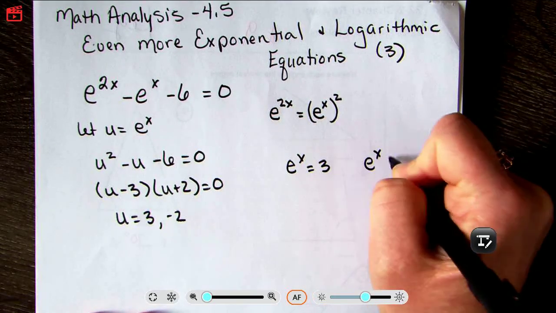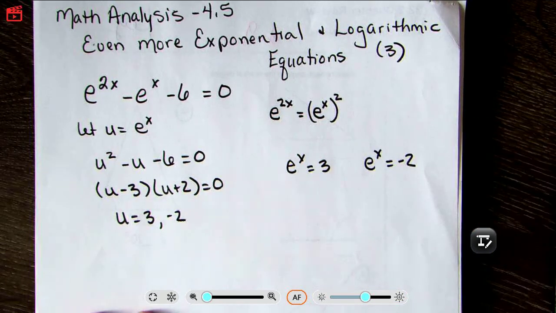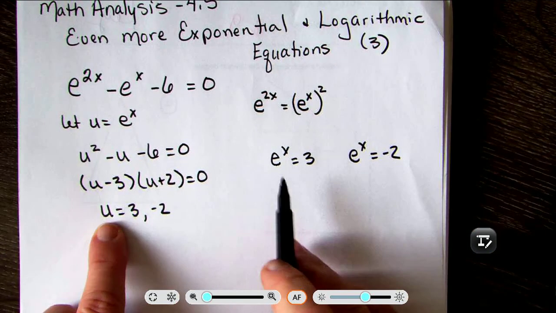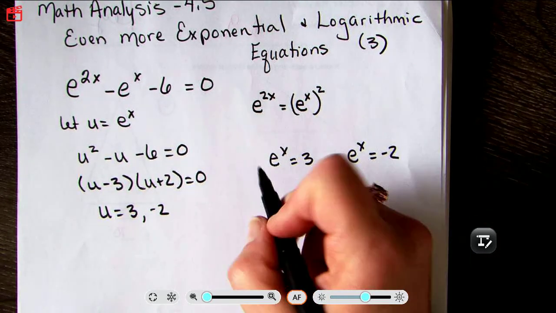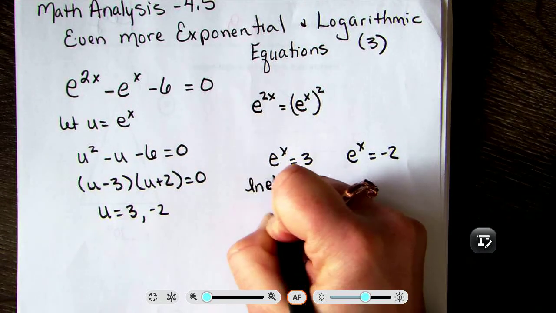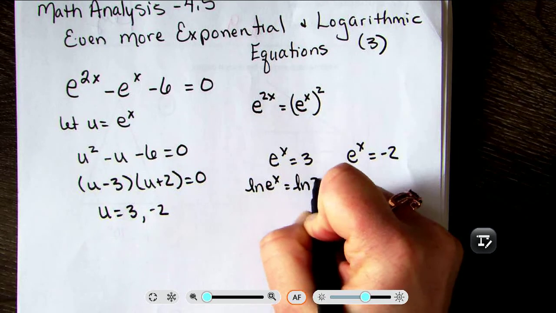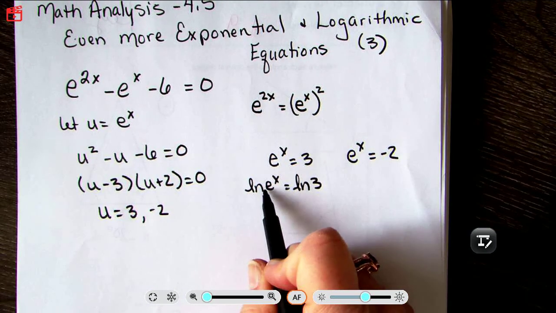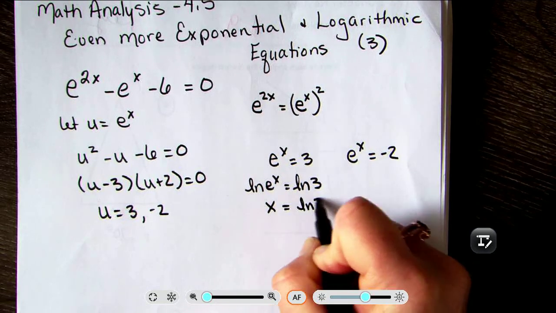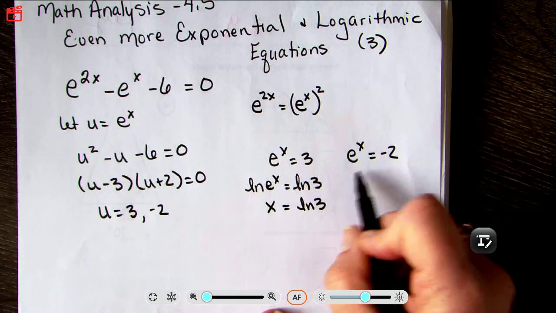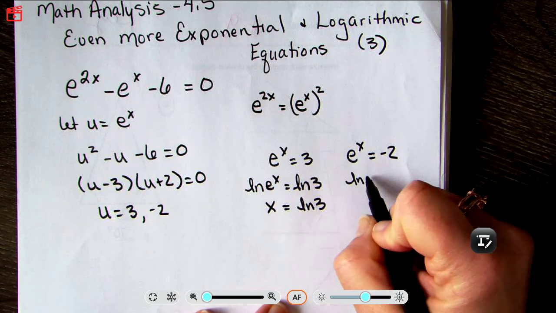and I have to solve these two little equations, because here u is e to the x. And to solve these, we are going to take the natural logs of both sides. The natural log and e undo each other. We're left with just that x.